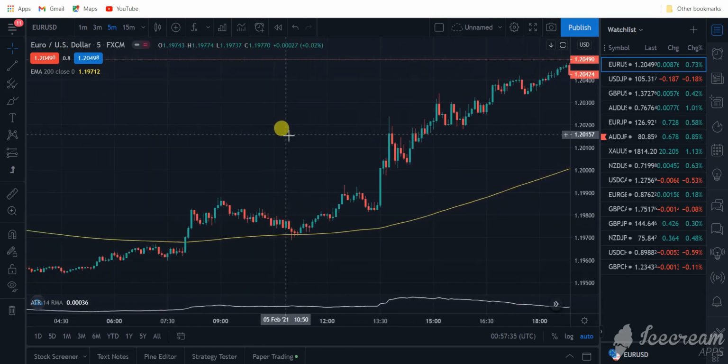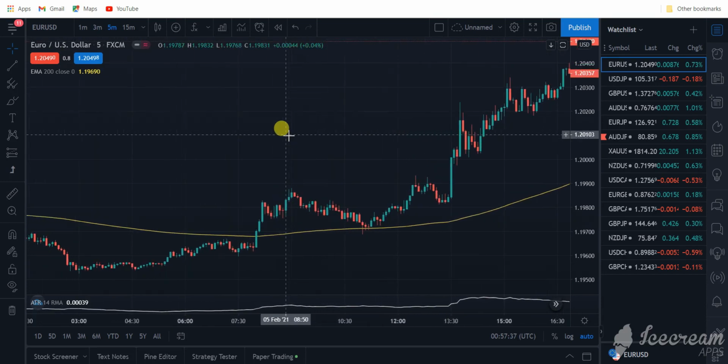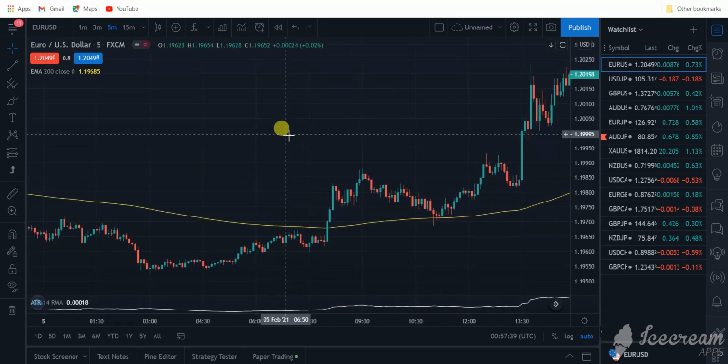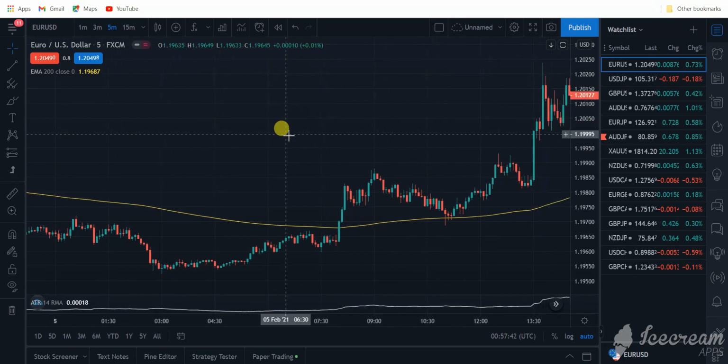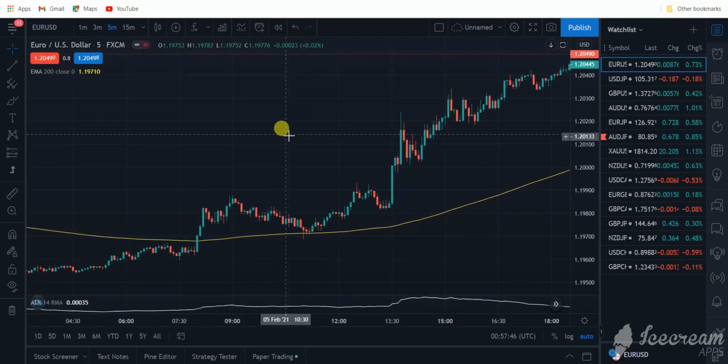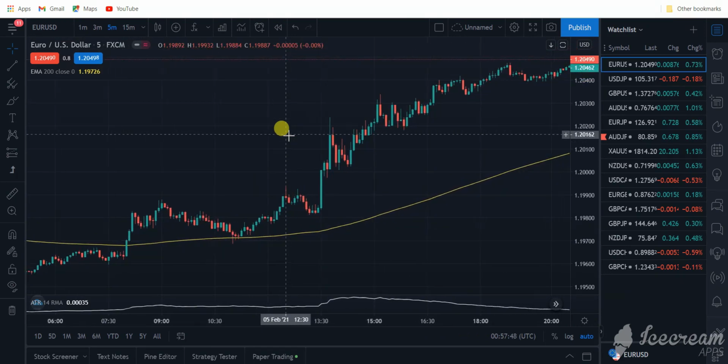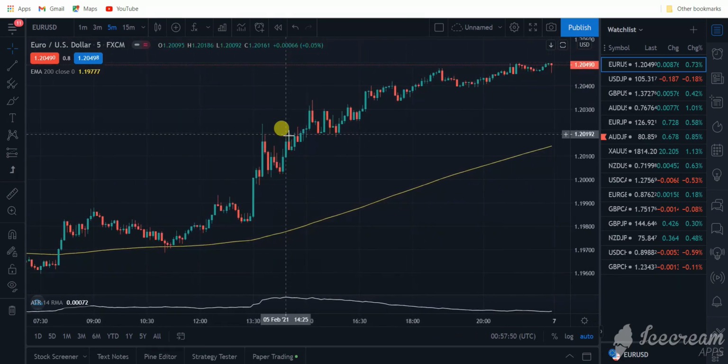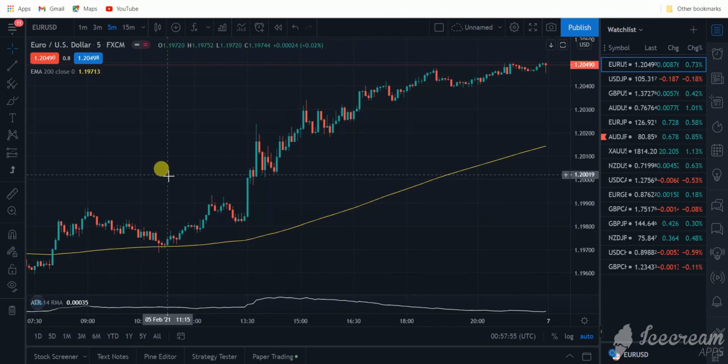Alright guys, so this is a quick simple strategy I came up with in my head. Probably some people have done it before, I don't know guys, but this strategy is highly effective, simple, and very profitable. So watch this video to the end so you get to understand every single bit of this strategy.